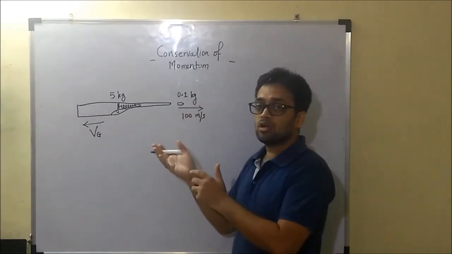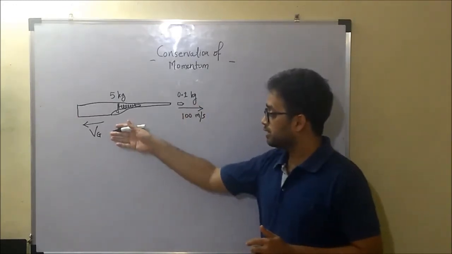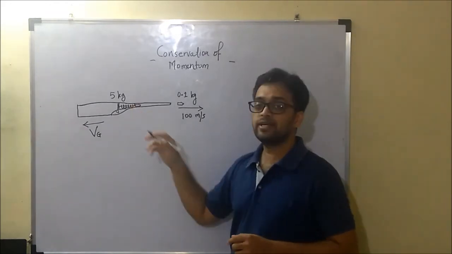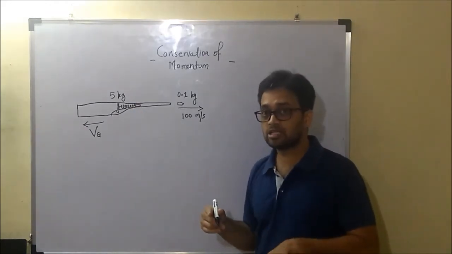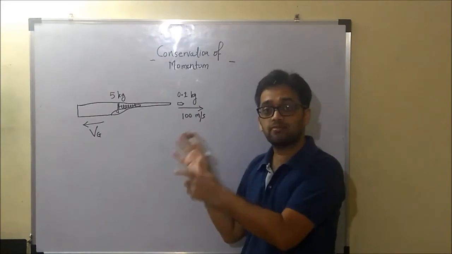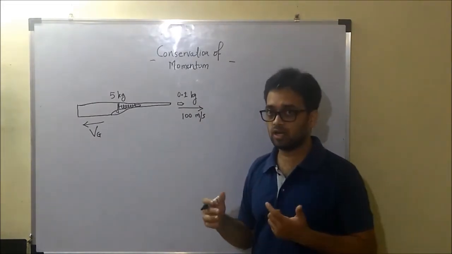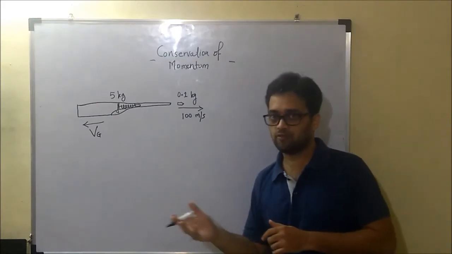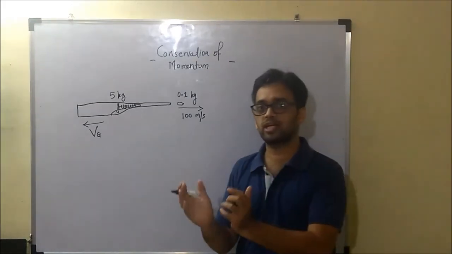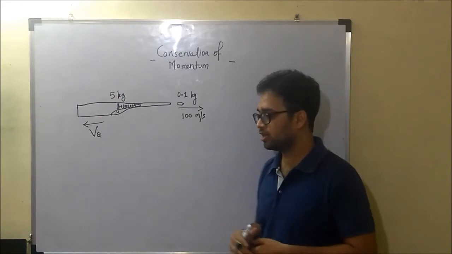Now there are two ways of solving this problem. One is to find the force, or the impulse basically. If we are not given the time involved in pushing the bullet forward and the recoil of the gun, you cannot find the force. You can find the product of force and time, which is called impulse, like we saw in the last lecture.